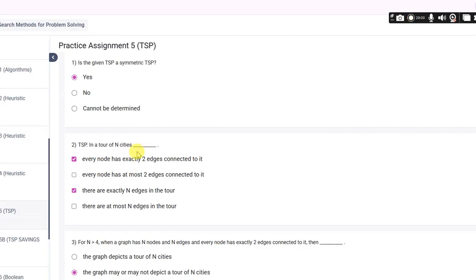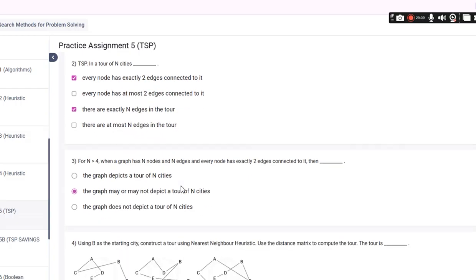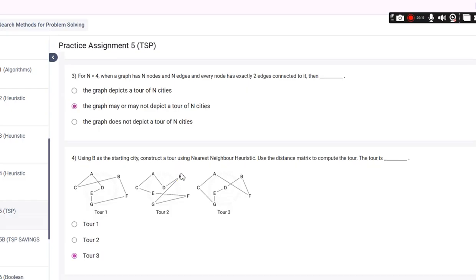So in a tour of n cities, this will be correct: every node has exactly 2 edges connected to it, and there are exactly n edges in the tour. Well, this is also correct for n greater than 4. When a graph has n nodes and n edges, and every node has exactly 2 edges connected to it, then the graph may or may not depict a tour of the n cities.